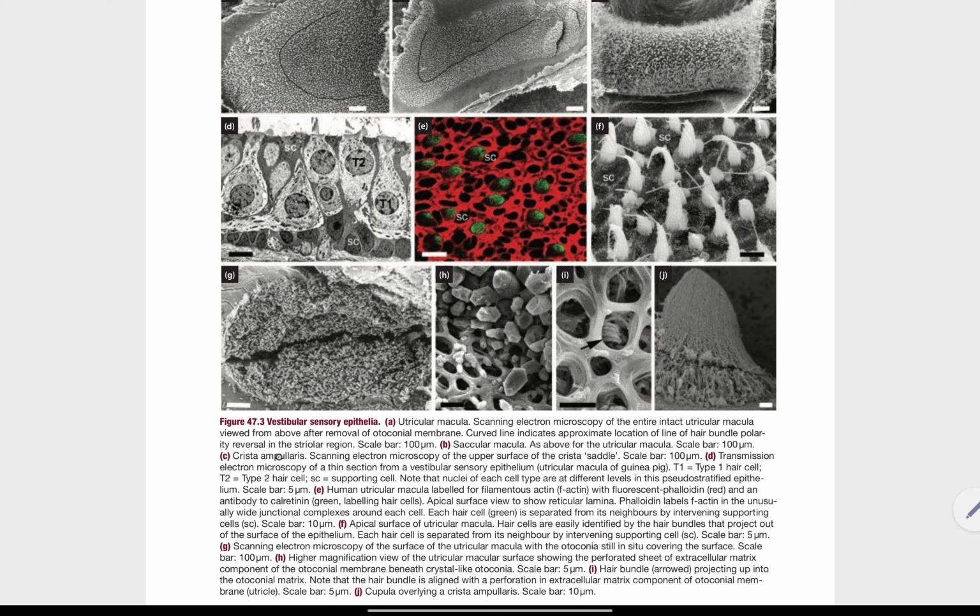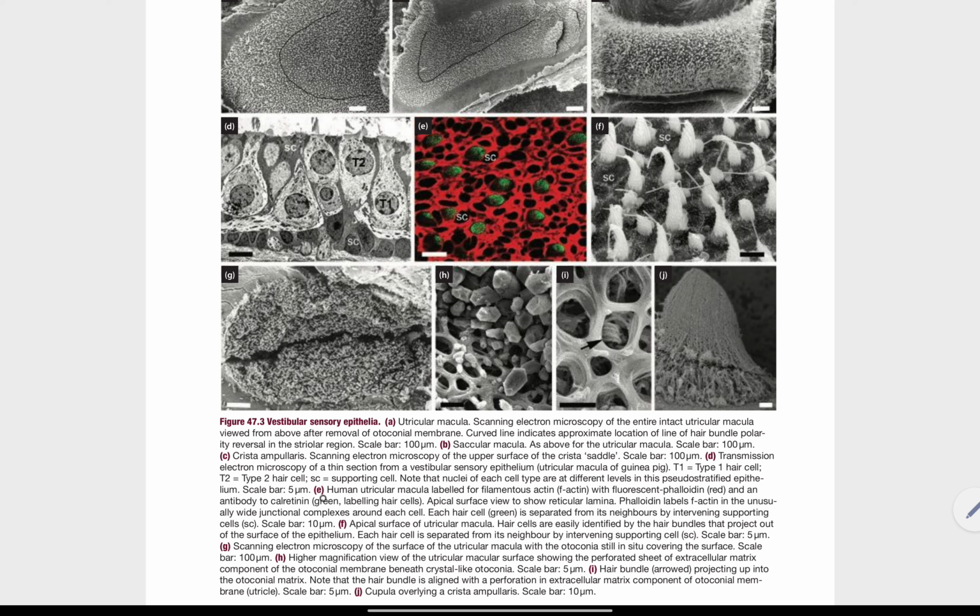C is the crista ampullaris, scanning electron microscopy of the upper surface of the crista, scale bar 100 μm. D is a transmission electron microscopy of a thin section of a vestibular sensory epithelium, utricular macula of guinea pig. T1, type 1 hair cell; T2, type 2 hair cell; SC, supporting cell. Note that nuclei of each type are at different levels in this pseudostratified epithelium.